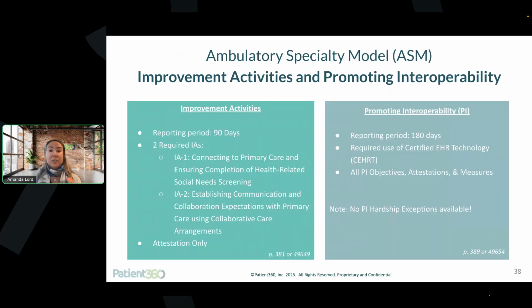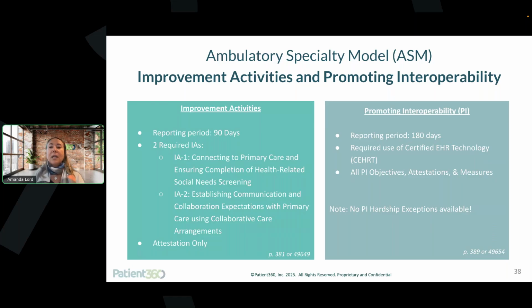IA improvement activities and promoting interoperability. Okay, so those were finalized as proposed. The win for these two categories is that everyone can report those at the TIN level. So yay, at least two categories that you can do at the group level. The improvement activities category under the ASM is intended to incentivize practice improvement that would strengthen care management related to targeted chronic conditions and encourage stronger relationships between specialists and primary care providers.